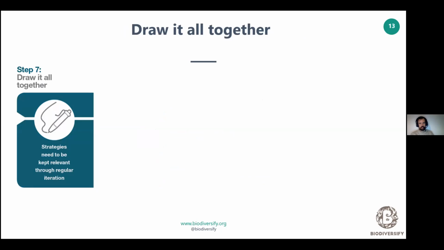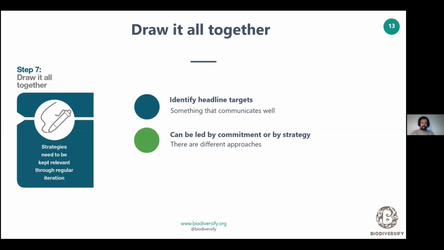And the last step, always the last step, is draw it all together. Headline targets are always a winner. Everyone likes something simple and clear, and Alex has a really clear message attached to his product, and that's really effective. Some people lead by commitment, and by this I mean they say they're going to do something, and then they go away and figure out how they're going to do it, which is a completely acceptable way of doing it. It's ambitious. And other people lead by strategy, in that they figure out what they think they can do, and then they say they're going to do it. One's more prudent, one's more ambitious, both are fine.